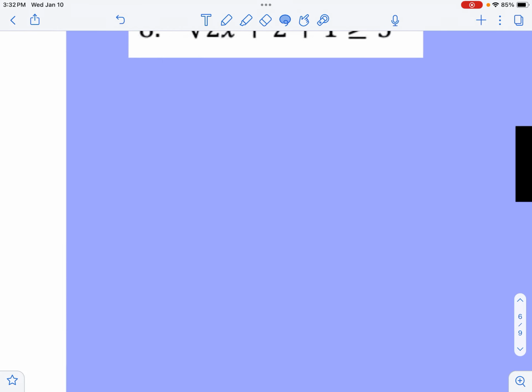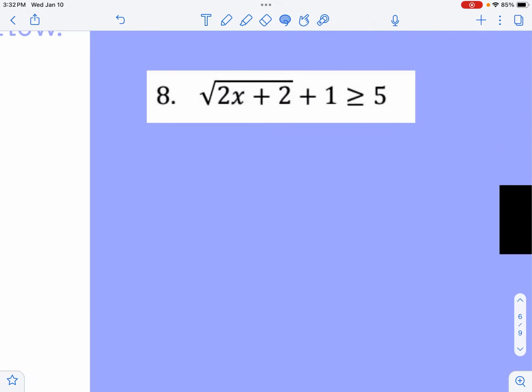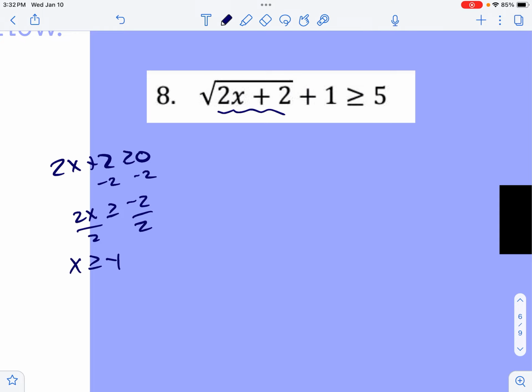Move that over, and let's look at this bad boy. First of all, I'll do it over here on the side. 2x plus 2 has to be greater than or equal to 0 because I can't have a negative number underneath there. That would make it undefined. So subtracting 2, I get 2x is greater than or equal to negative 2. Divide by 2. X is greater than or equal to negative 1. Okay, so as long as it's greater than negative 1, my answer's fine. But if it gets close to negative 1, well, then we've got to figure out what it's going to be.